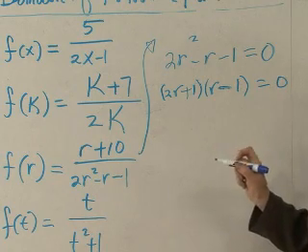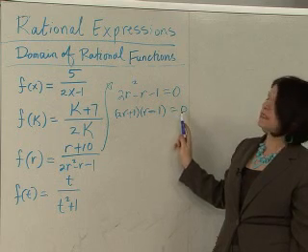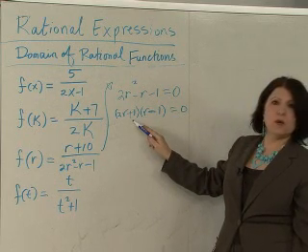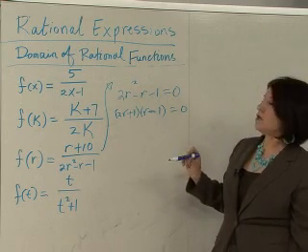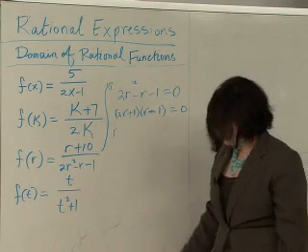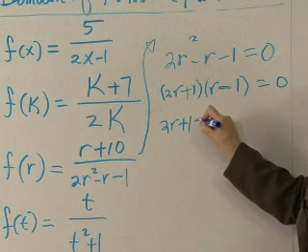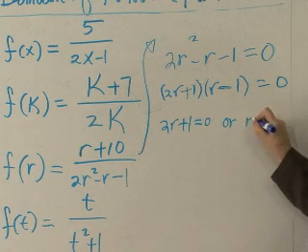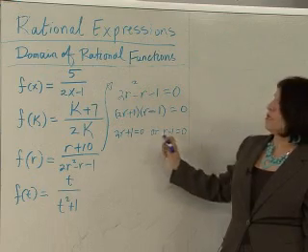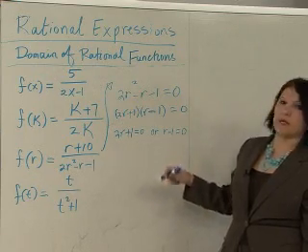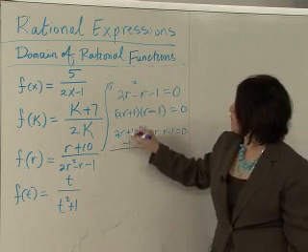And remember, the zero factor property says that if you multiply any two numbers and get 0, that means at least one of them has to be 0. So we're going to use the zero factor property to solve this quadratic equation. So I take 2r plus 1 and set it to equal 0, or r minus 1, set it to equal 0. And remember the meaning of or, it could be both as well, not just one or the other, but also both.